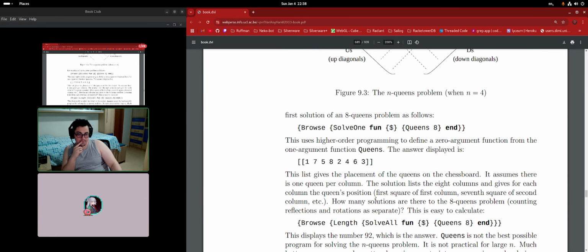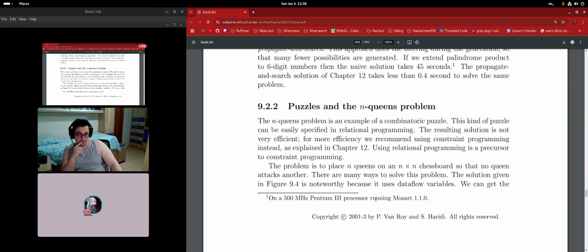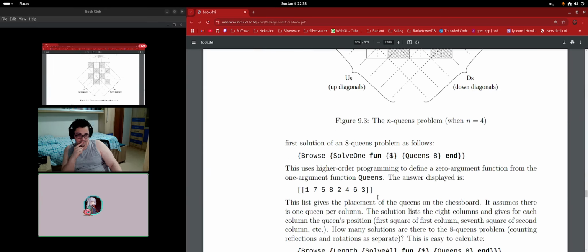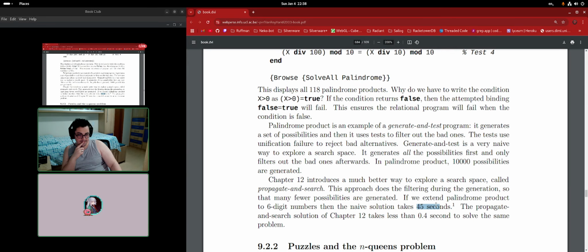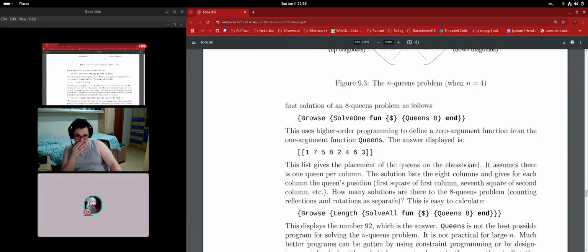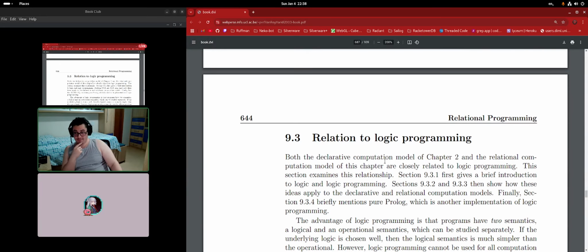Where is it? Are you sure? Oh no, it's the palindromes problem actually. It's the very last one. Palindromes, right? Yeah, 45 seconds there, and 0.4 for constraint solving. Constraint-based. That's pretty impressive. That's pretty impressive, let me tell you.